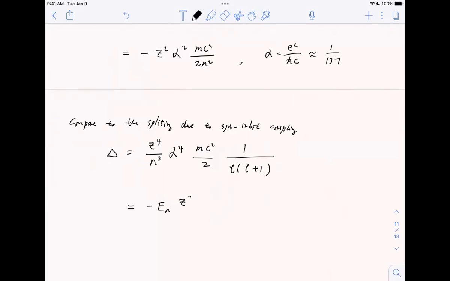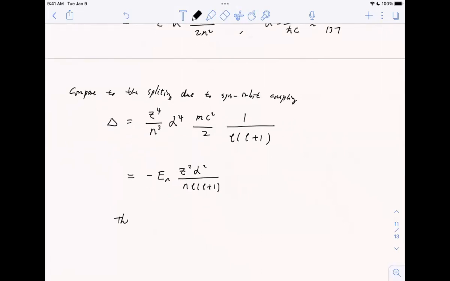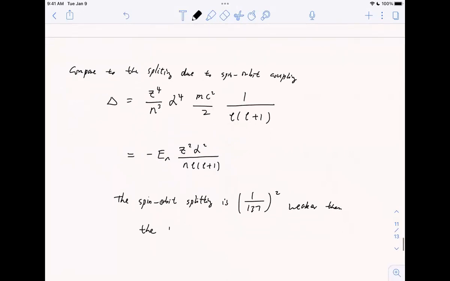Z. So then this is called the Balmer energy. Balmer series is the lines for the hydrogen atom.